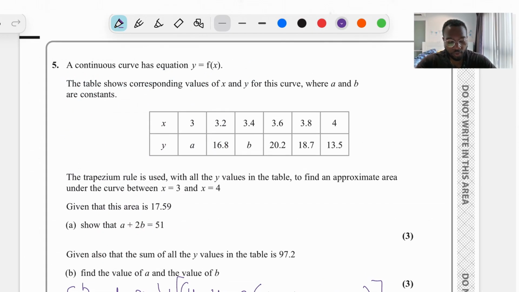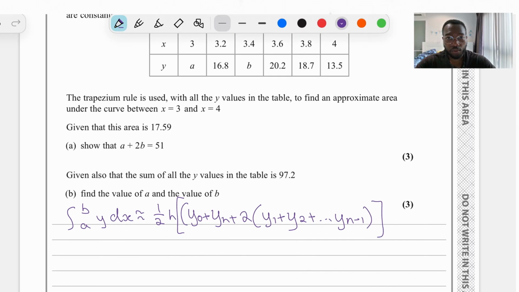Okay, so for this question, we have the table of values for a curve y equals f of x. They tell us that the trapezium rule is used with all the y values in the table, and that the approximate area under the curve between 3 and 4 is 17.59. We need to show that a plus 2b is equal to 51. For this, we just need to use the trapezium rule formula. This is in your booklets.